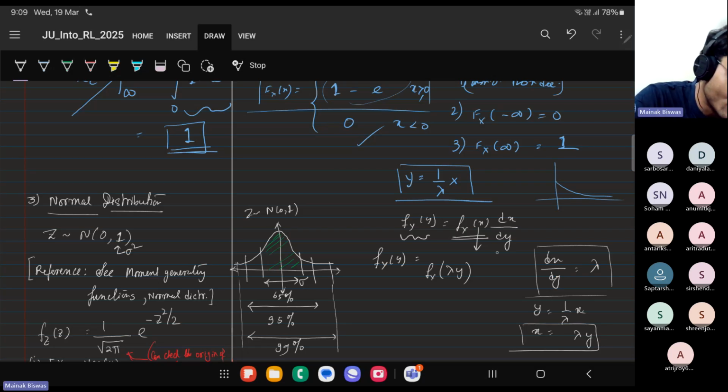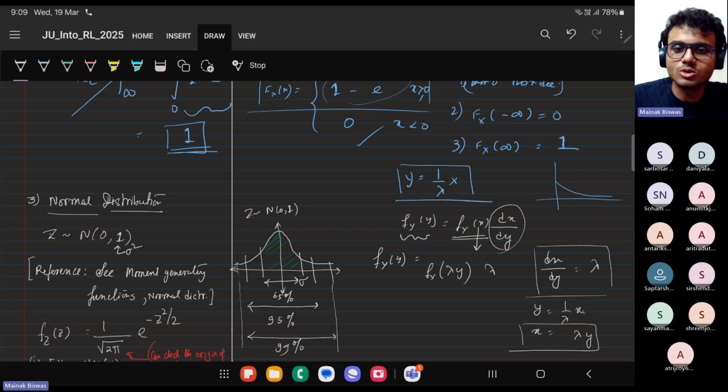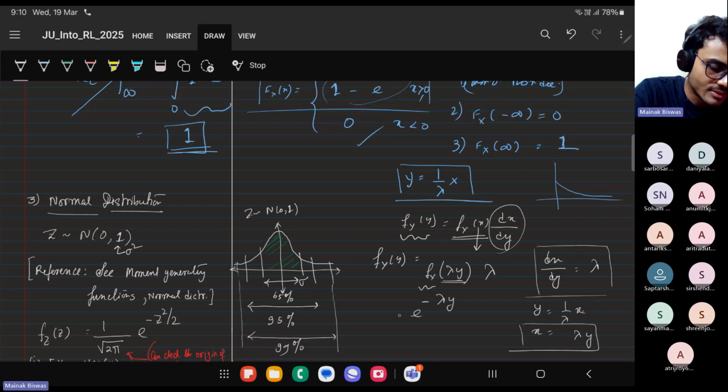And dx/dy is lambda. See, this is non-trivial. So if you have any doubts, please ask. There's nothing to be ashamed of if you did not understand. So now f of x is e to the power minus x. So I will just put the value in place of x as minus lambda y.